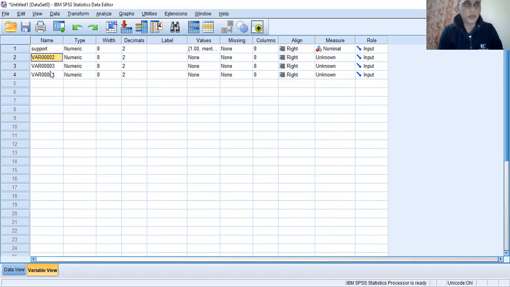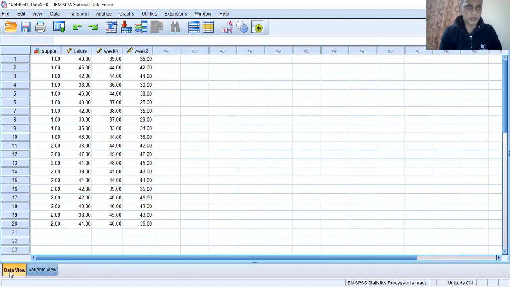The second is before, and this is again in scale format. Then we have week 4. So this is again in scale format. And the last one is week 8, and this is again in scale format. So the things are there before us. So we have already worked on all these three. Now coming to talking about the analysis part. So before we do that, there it is, how the data view will now appear.